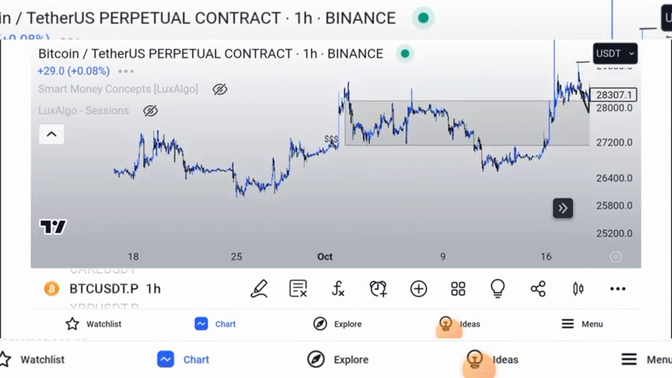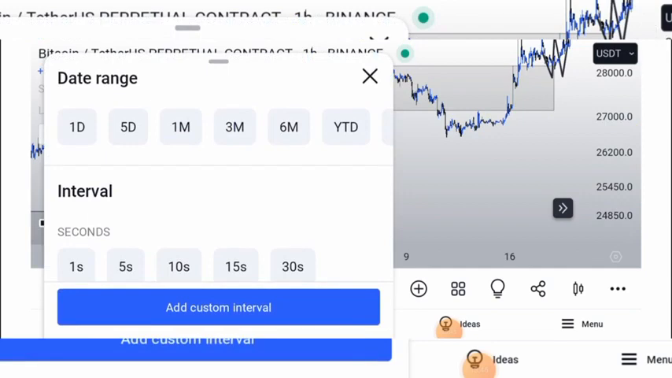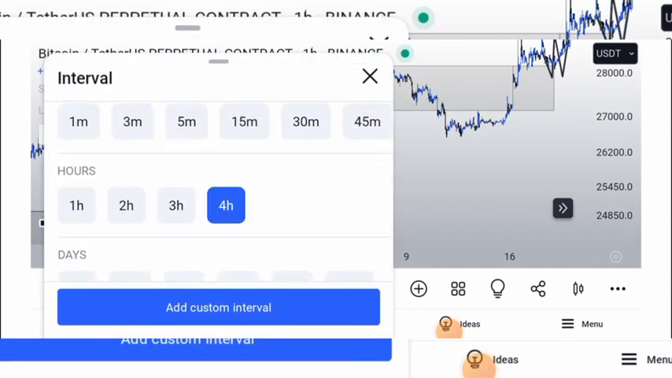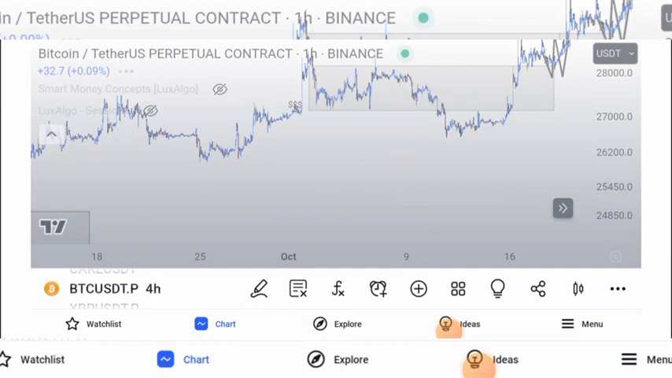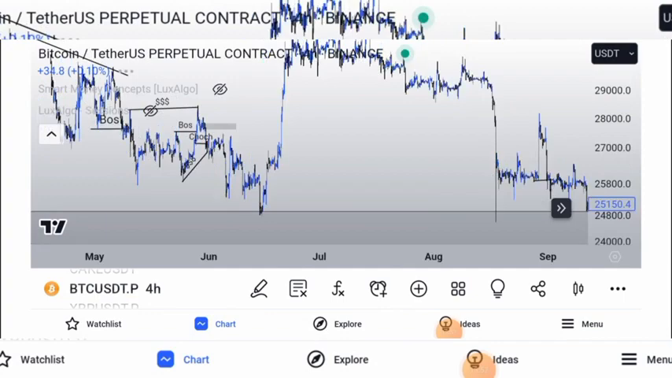BTC has been on a high, so it's very long. So let me change to 4 hour. Hopefully I can see. Okay, let's change to 4 hour. Maybe I can see where there is a shift in market structure for this particular pair.